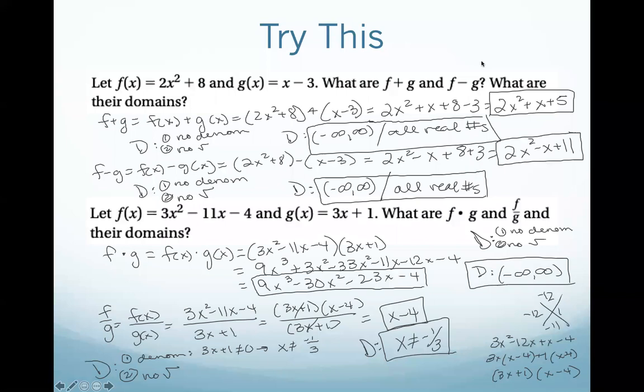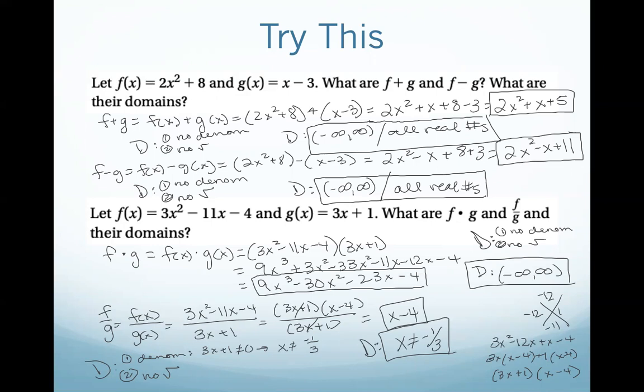Okay, so start piece by piece. The first one, f plus g, if I add the two functions together, you should get 2x squared plus x plus 5 with no denominators and no radicals throughout the computation, so the domain is all real numbers. If we subtract the two functions, you get 2x squared minus x plus 11. No denominators and no radicals throughout the computation, so our domain, again, is all real numbers.